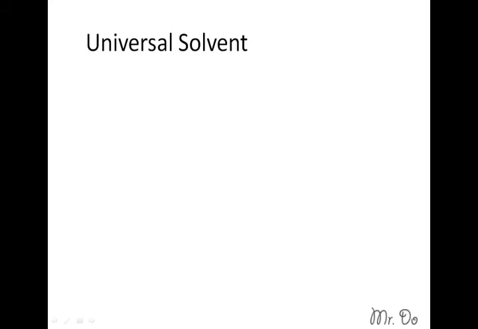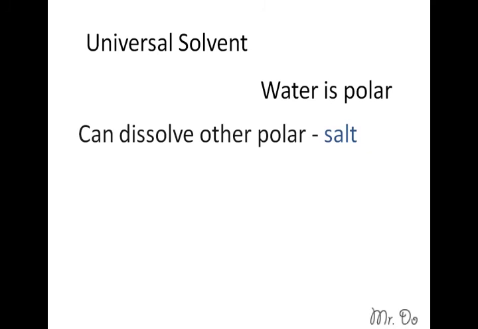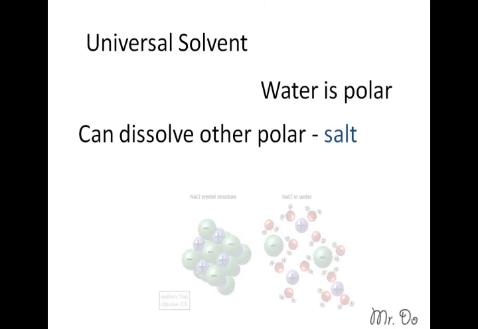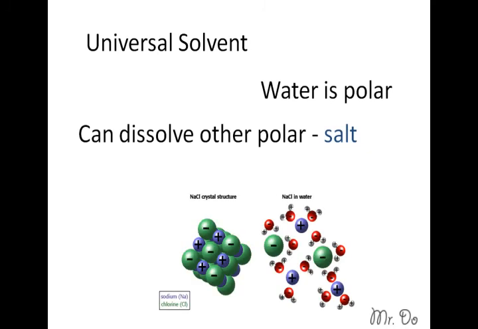Water is also a universal solvent. Universal solvent meaning water is polar. So because it's polar, polar can dissolve other polar stuff, like salt in this case. Water is a universal solvent. So on the left-hand side, you have salt, NaCl, and then on the right-hand side, NaCl is in water and it gets broken up.